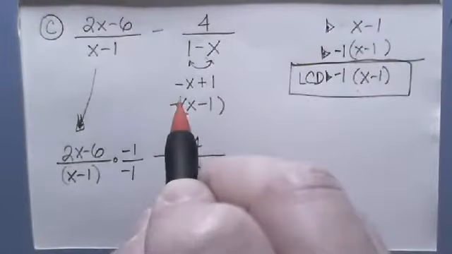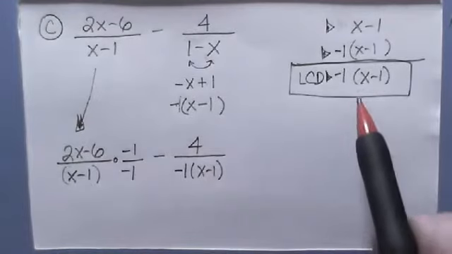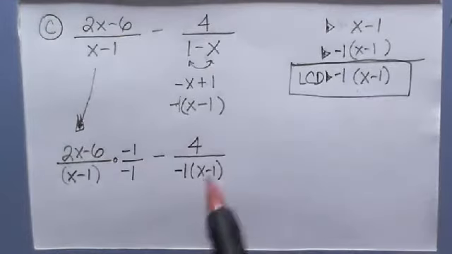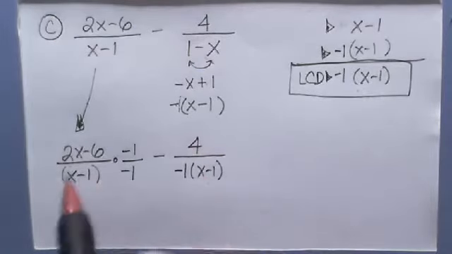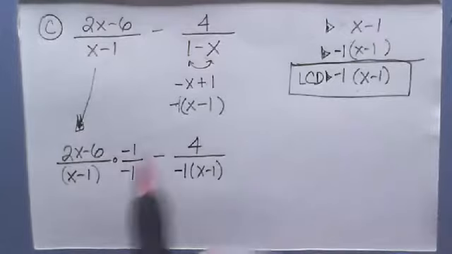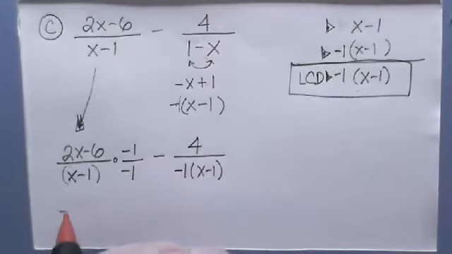Remember, there's an invisible 1 right there. When I compare this denominator with the LCD, they're the same. So that means I don't have to multiply by anything. This one is okay. This one here was missing a negative 1. That's why I multiply by negative 1. Now they have a common denominator.